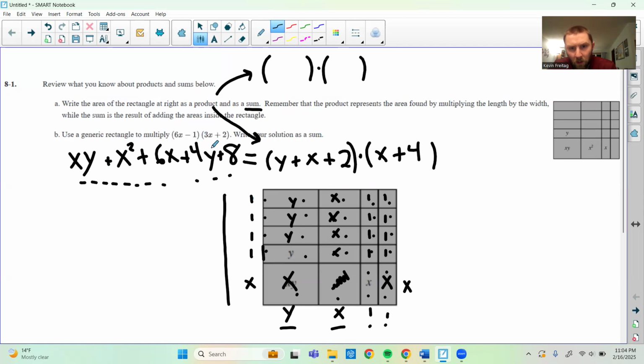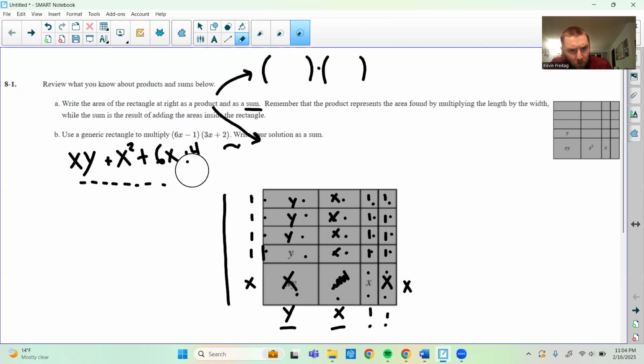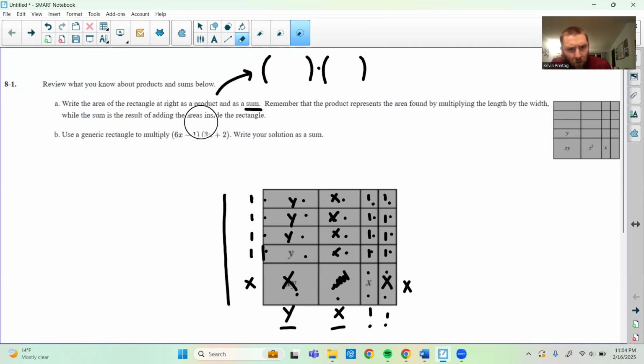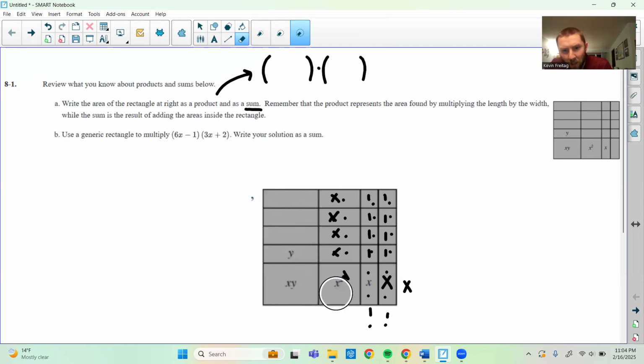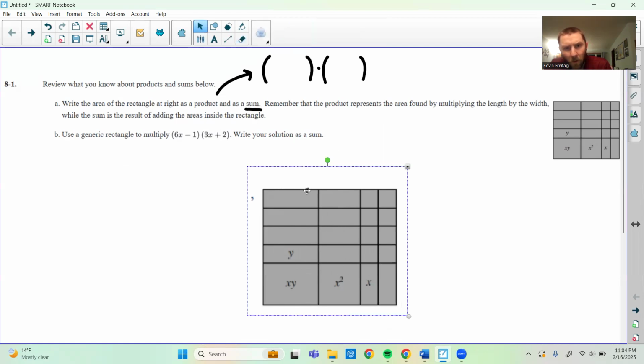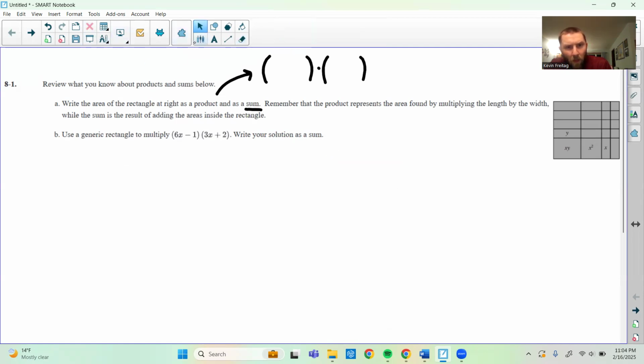Now, I'm going to try to get rid of some of this stuff and then use my own generic rectangle to do letter B, which is, again, meant to be review for us. So hopefully you have that written down. If you don't, pause the video, go back, do what you need to do, get that written down. So if I get rid of some of this stuff, looking at letter B, they want us to go back to another thing that we were actually tested on in chapter 3, which is using a generic rectangle to multiply dimensions together.